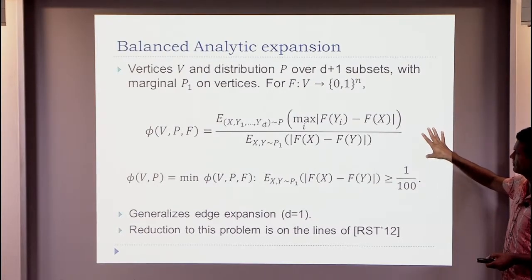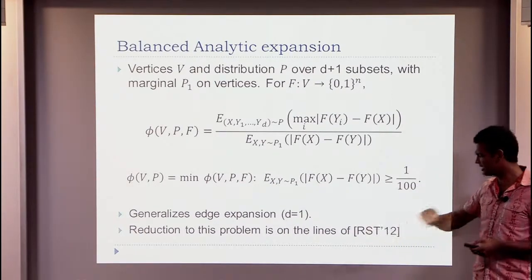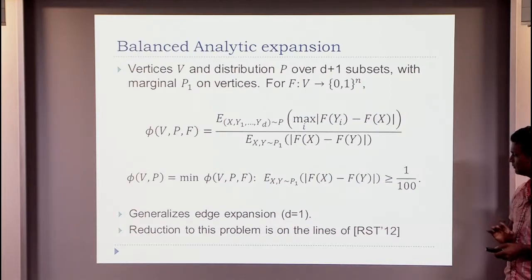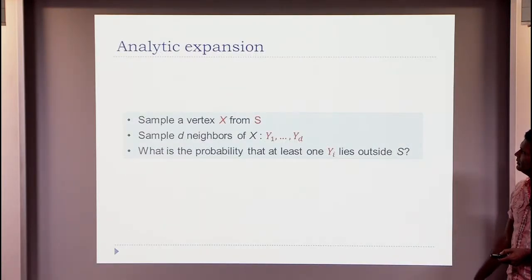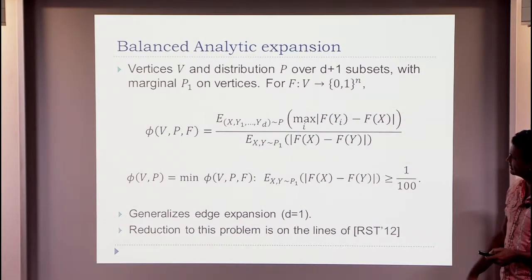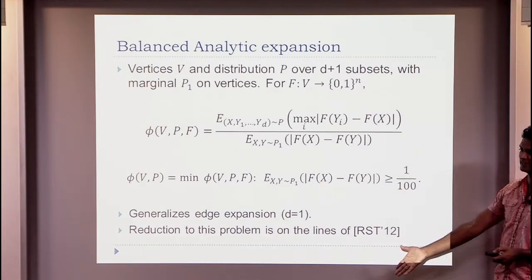So actually, the reduction in the main steps follows what was done to prove the square root of opt lower bound in Raghavendra-Steurer. But let me first show you the second part, which is from here, how do you go to vertex expansion? That's the easy part.